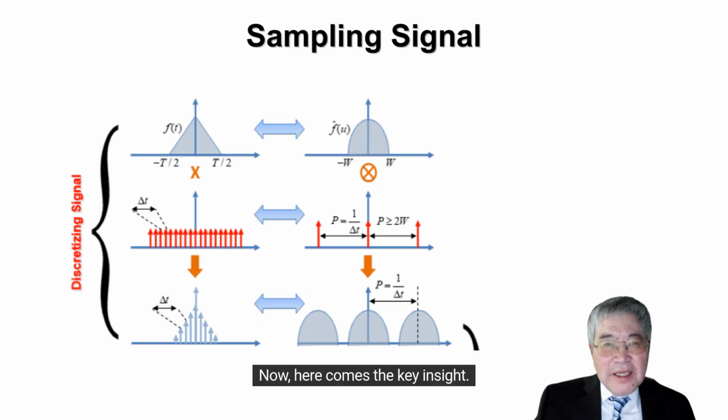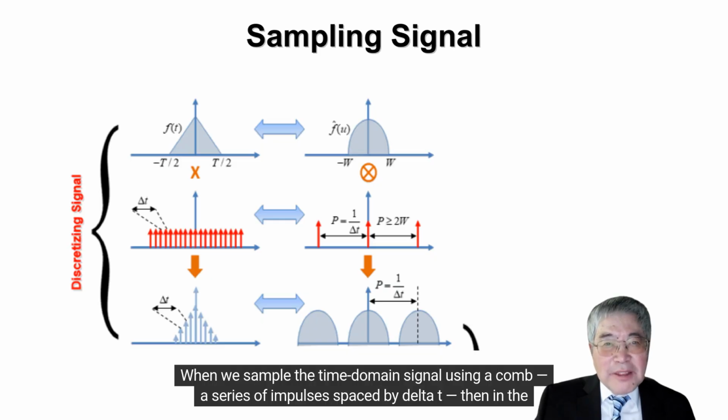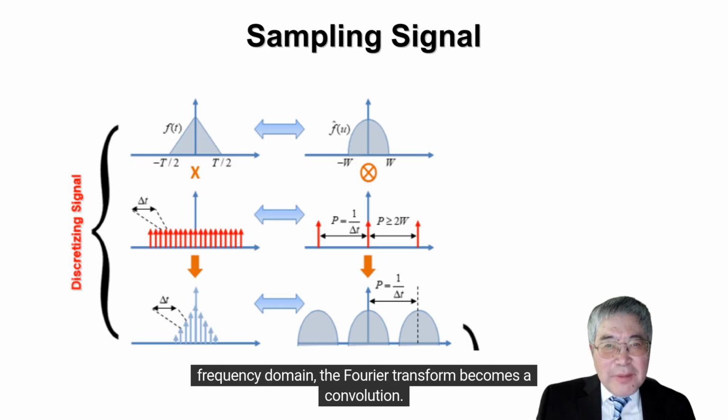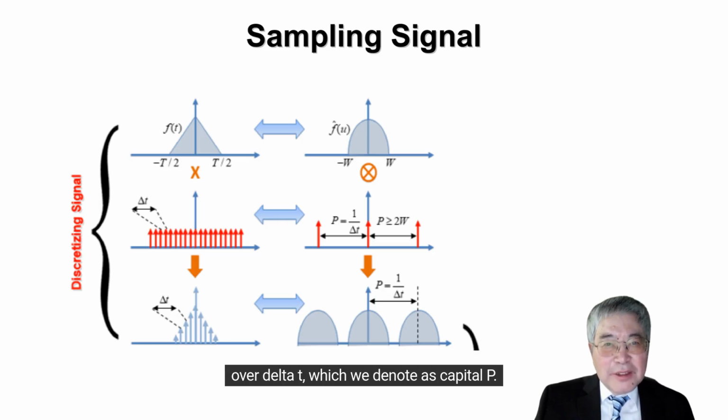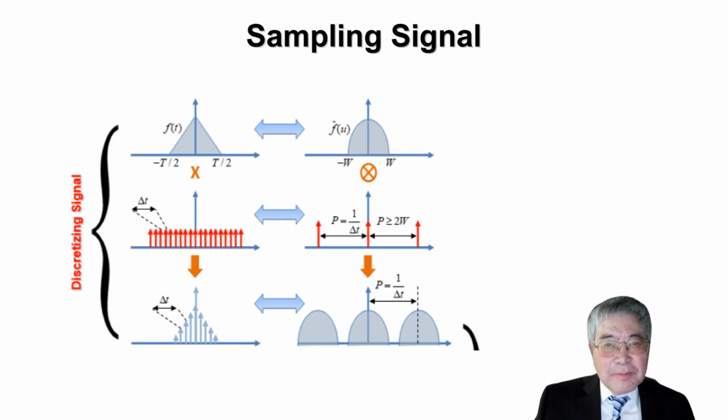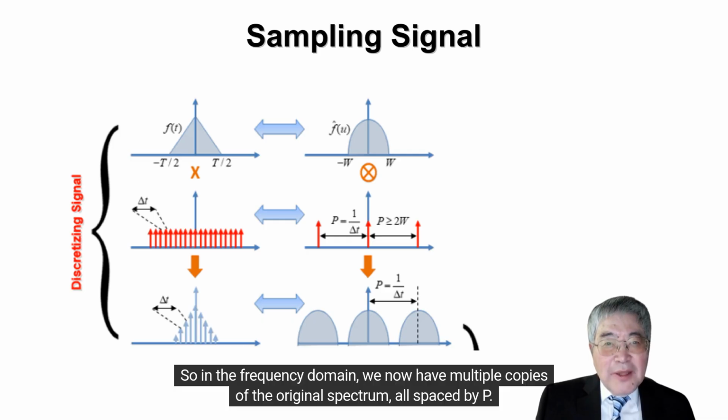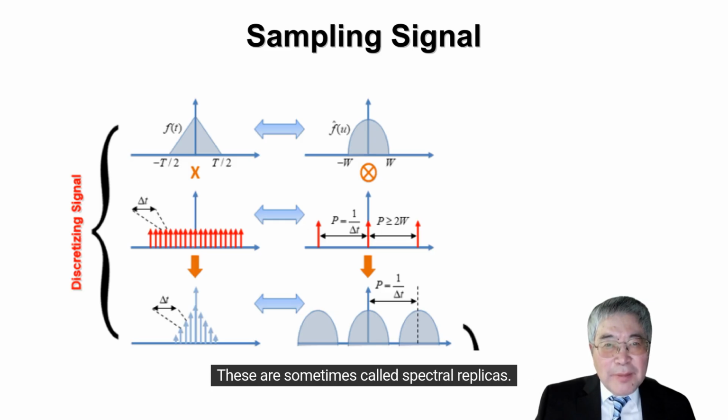Now here comes the key insight. When we sample the time domain signal using a comb, a series of impulses spaced by delta t, then in the frequency domain, the Fourier transform becomes a convolution. That convolution replicates the original spectrum at regular intervals, and those intervals are 1 over delta t, which we denote as capital P. So in the frequency domain, we now have multiple copies of the original spectrum, all spaced by P. These are sometimes called spectral replicas.